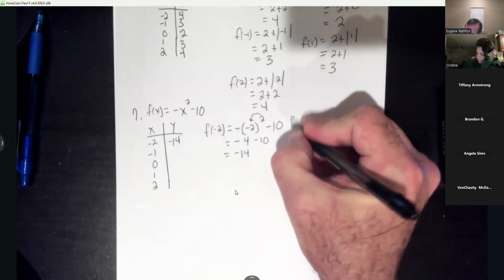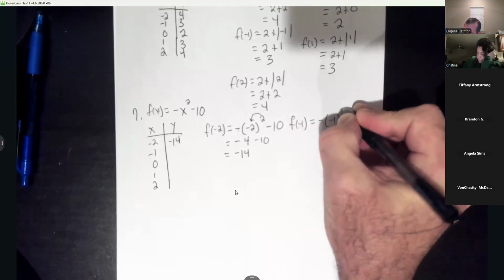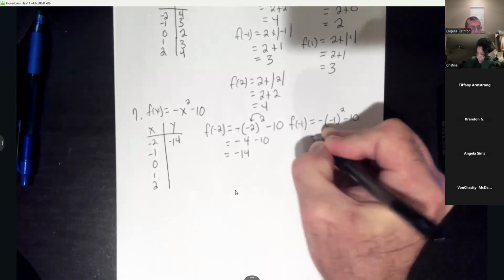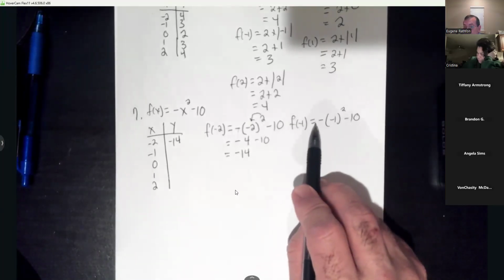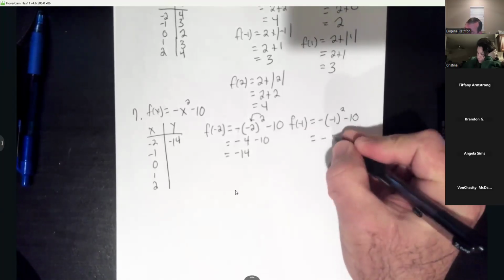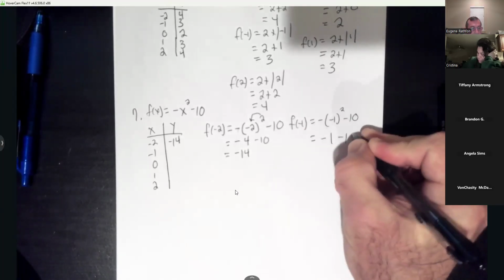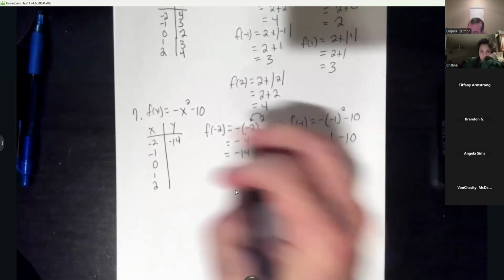All right, how about -1, y'all? F of -1. A negative times -1 squared minus 10. So basically, this negative right here is keeping everything negative on that. So you got your negative, -1 squared is 1, minus 10. All right, Angela, that's good. That looks like a -11 like we need.